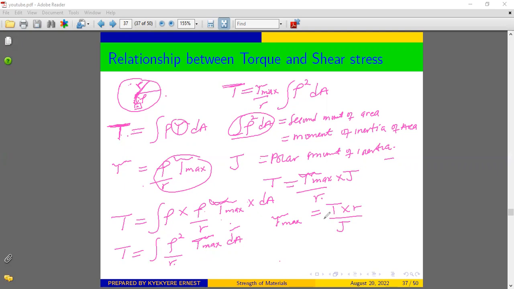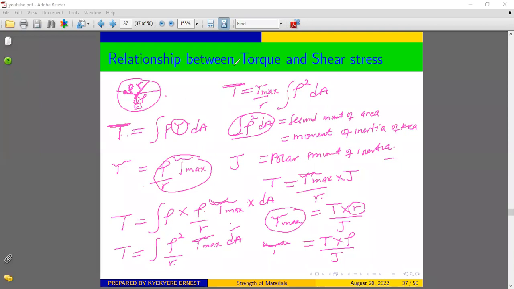From this formula, because we have the maximum shear stress, it means that we are dealing with the radius. What if the distance is not up to the radius, but the distance in question is at a point along the radius with a distance rho? Then in that case, the shear stress at that point is equal to the torque times rho, which is our distance along the radius, over the polar moment of inertia. So from this formula, you can see that this one is not the maximum, but rather the shear stress. We only deal with the maximum when we are talking about the radius.